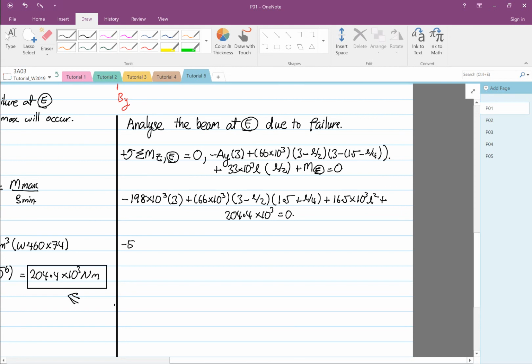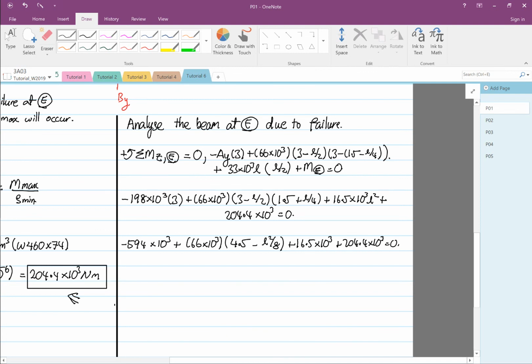Then you have minus 594 times 10 to the power 3. Then plus 66 times 10 to the power 3. You sort out the internal terms, so you get 4.5 minus L squared over 8. Okay, and then you plus 16.5 times 10 to the power 3, and then you plus 204.4 times 10 to the power 3. The whole thing is equal to 0.